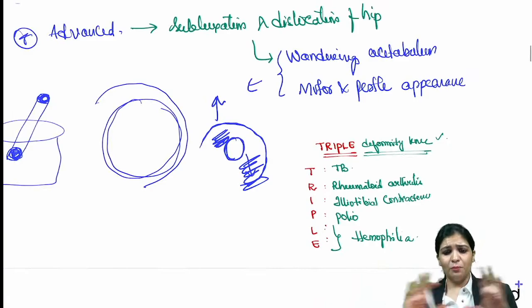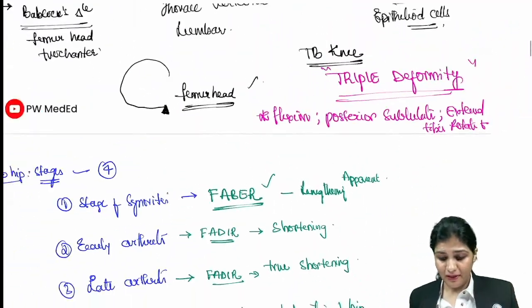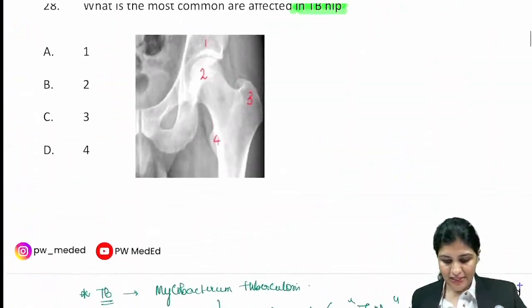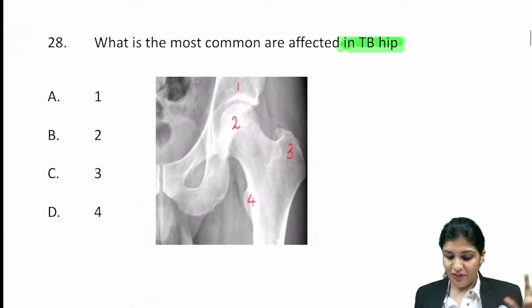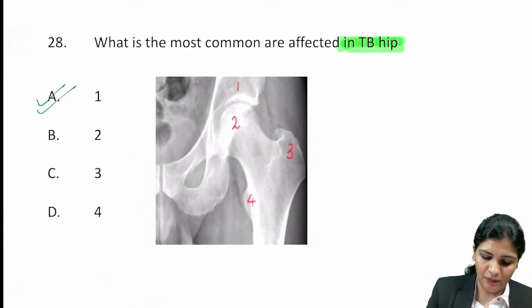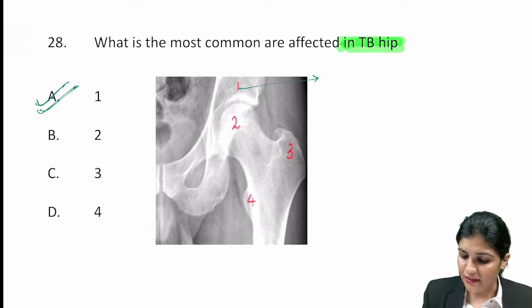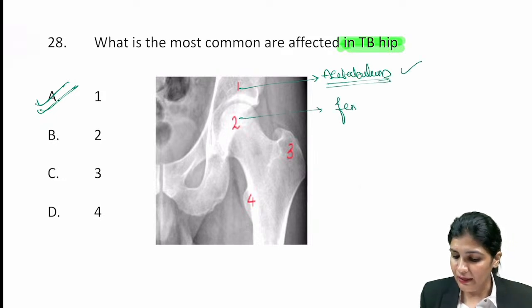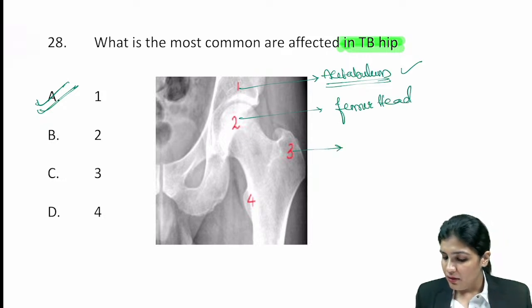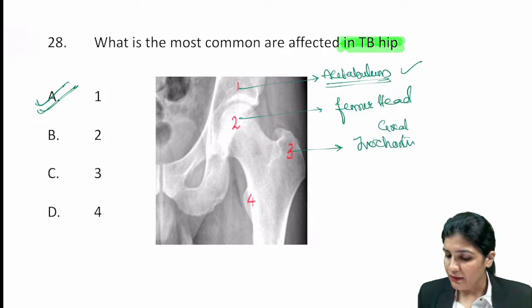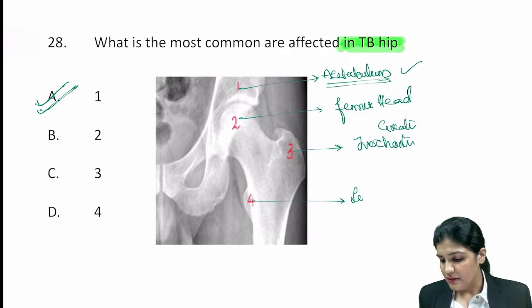Having understood so much about TB, we have already completed the discussion on TB. So let us answer this: what is the most commonly affected area? As you've all answered, the acetabulum is the area where you see TB most commonly involved. And then this is your femoral head, and then this is your greater trochanter, and then you have your lesser trochanter, right?